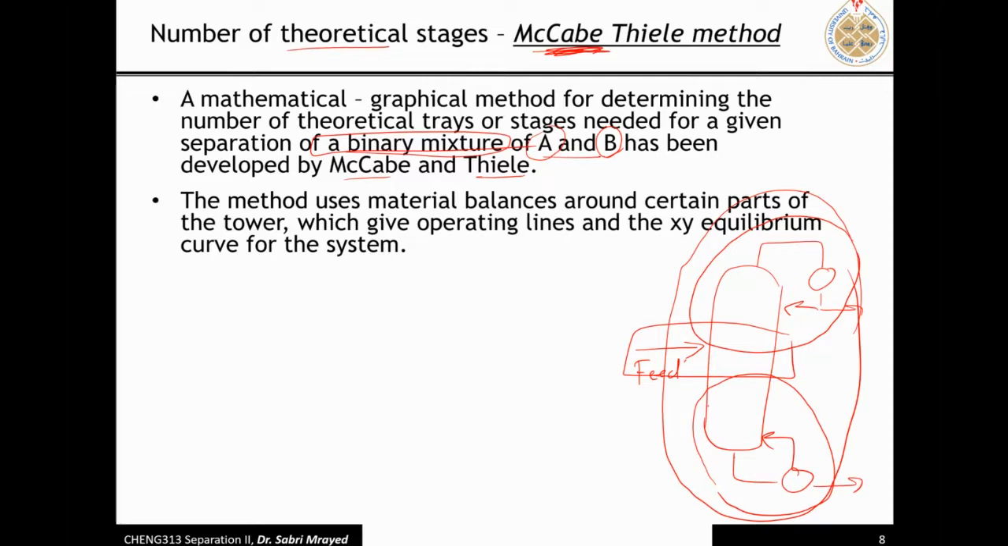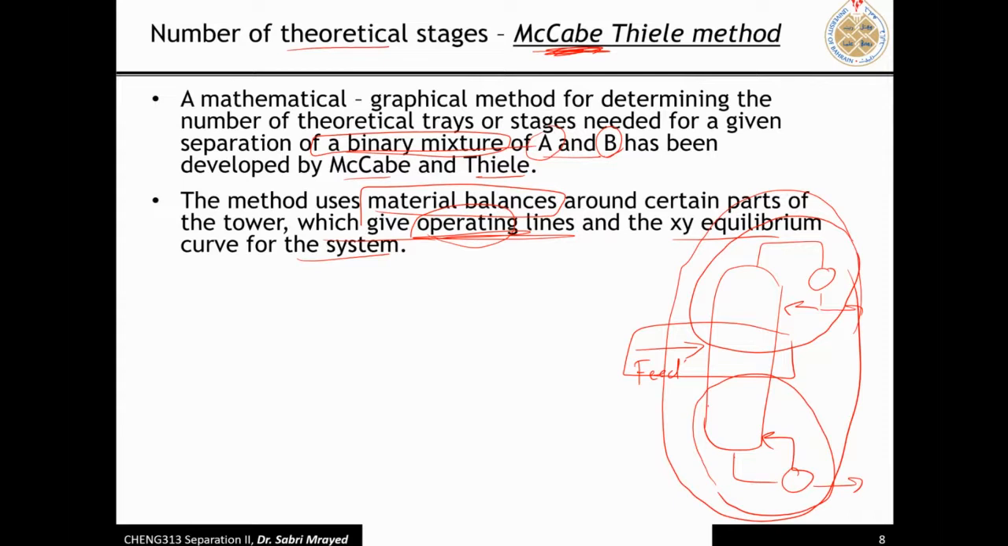The equations used for each section will be used to determine what we call the material balance line, which is the operating line, plus the equilibrium line, since we know they are at equilibrium. From this, we will be able to determine the number of stages for each section. So the method uses material balance around each section, which gives the operating line. We will know what the operating line is, plus the XY equilibrium curve for the system. So you'll end up with two curves.